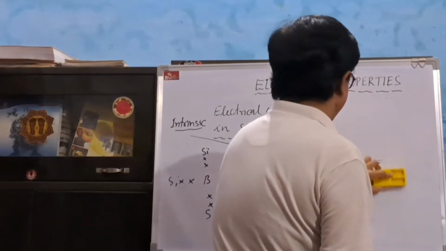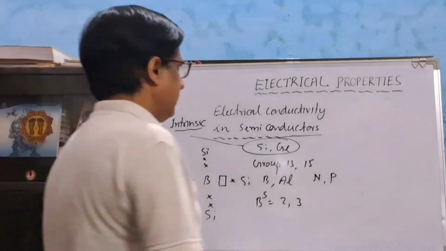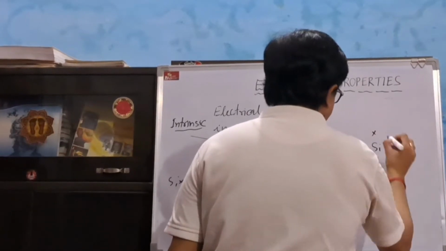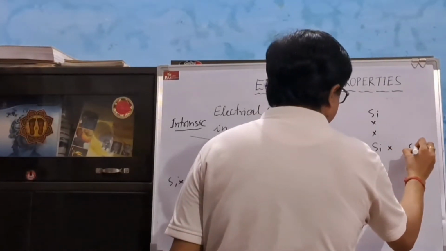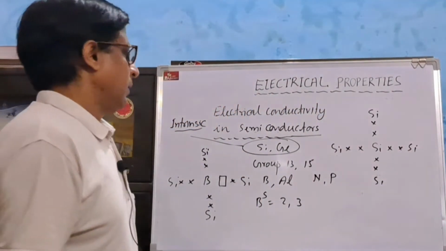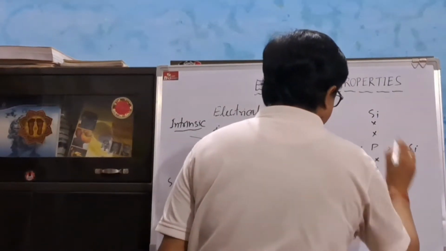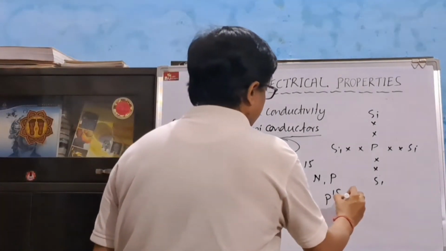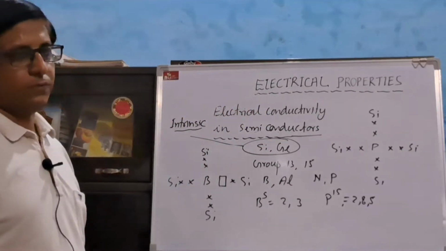Similarly, we can dope silicon with group 15 elements. For example, if here is a silicon atom, silicon has valency 4, it is bonded with 4 silicon atoms like this. Now if we replace one silicon atom by a phosphorus atom, a group 15 element, then the electronic configuration of phosphorus is 2, 8, 5. There are 5 valency electrons in phosphorus.